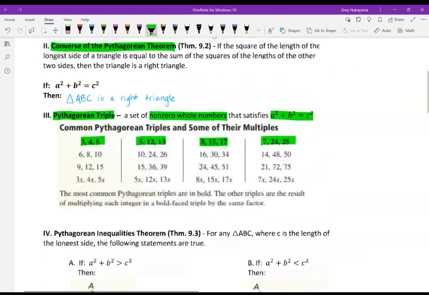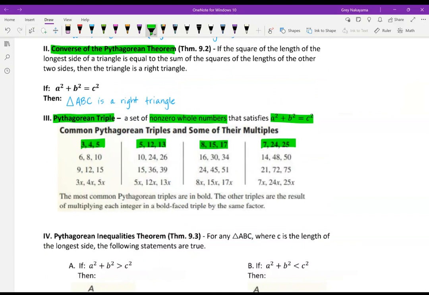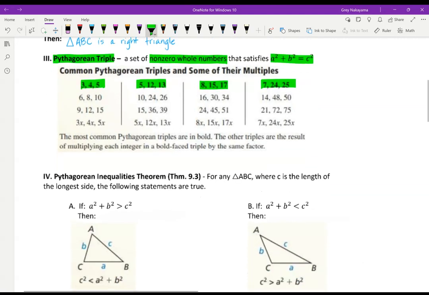But one of the things to keep in mind on our Pythagorean triples is that they are all whole numbers, y'all. So they're not fractions, they're not decimals, they're not square roots. They have to be whole numbers to be considered a Pythagorean triple.